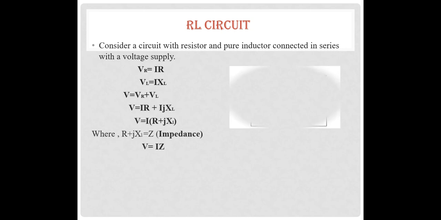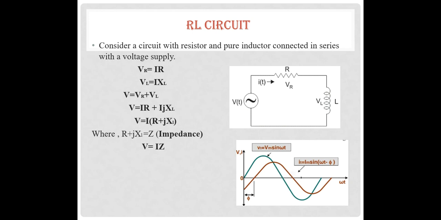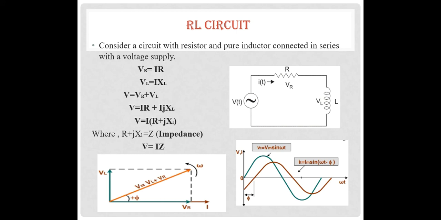Moving to the next, we are going to discuss the RL circuit. An RL circuit is nothing but a resistance and an inductance with a power supply. The voltage across the resistance is VR and the voltage across the inductor is VL. The total voltage is VR plus VL, so V is equal to IR plus I into jXL. j is a complex term. Taking I common, R plus jXL is the impedance.